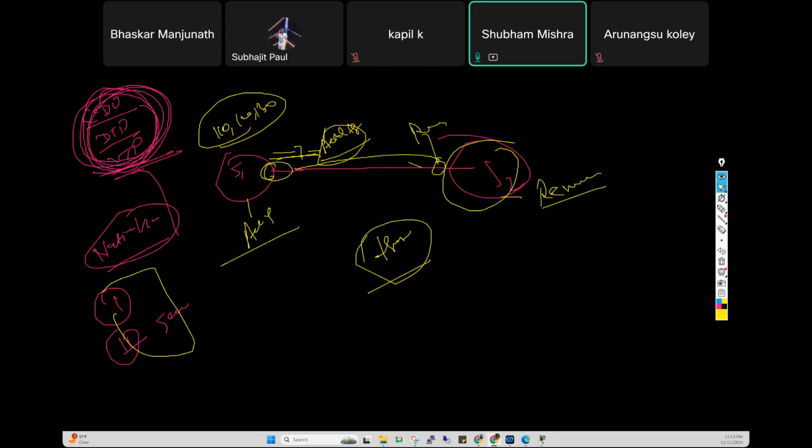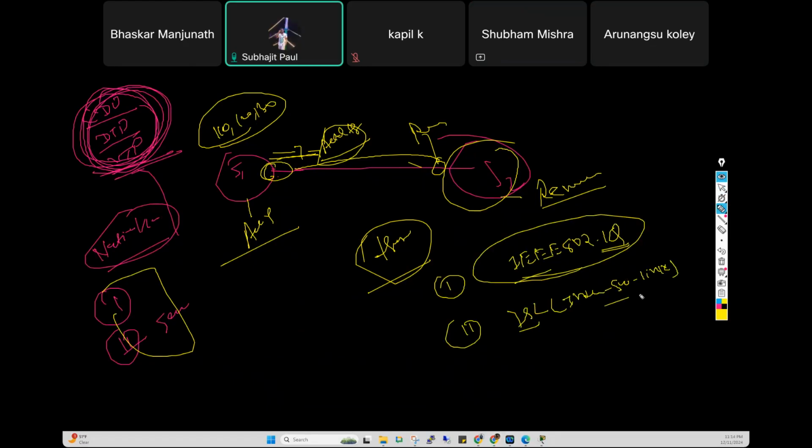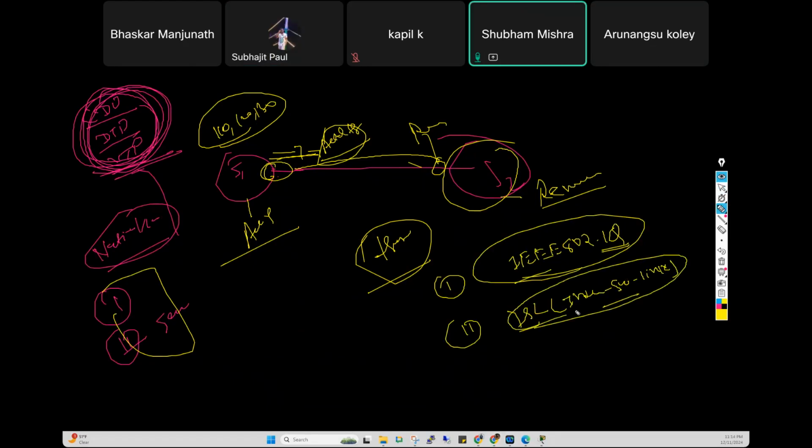The name of the first protocol is IEEE 802.1q. इसे हम .1q पढ़ते हैं, या तो आप पूरा पढ़ो या शॉर्टकट में .1q पढ़ो. That is the first protocol. Second one is called ISL. ISL stands for Inter-Switch Link. Those are the two protocols. Basically these two protocols are used for tagging.